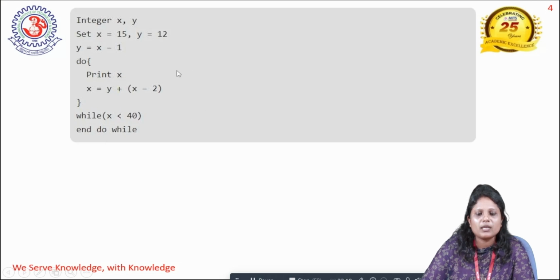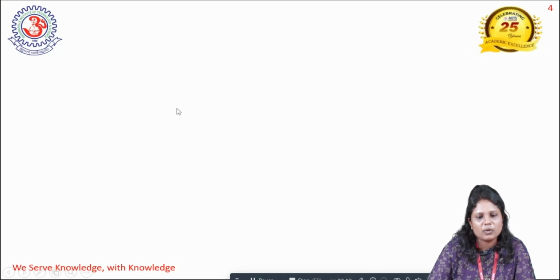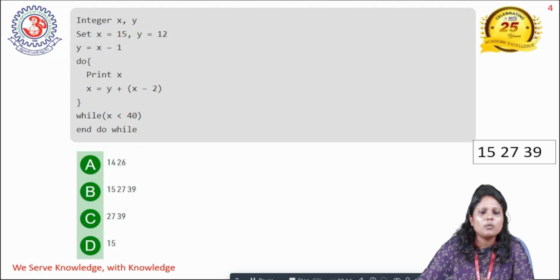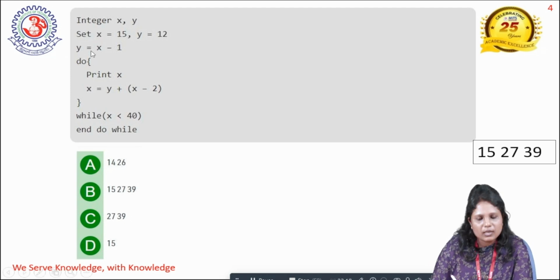Otherwise, the loop will be terminated. So here do while is used. Okay, now let us trace the output for this particular pseudocode. So now y is equal to x minus 1. The value of x is 15. So it becomes 15 minus 1, 14.